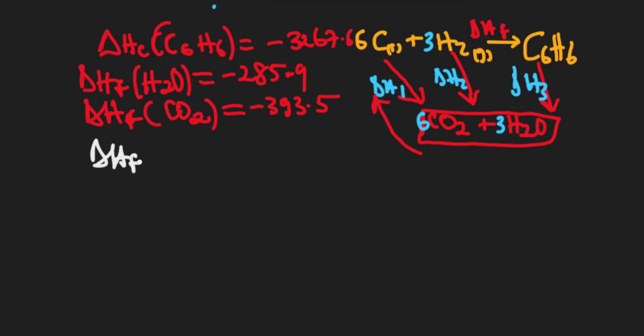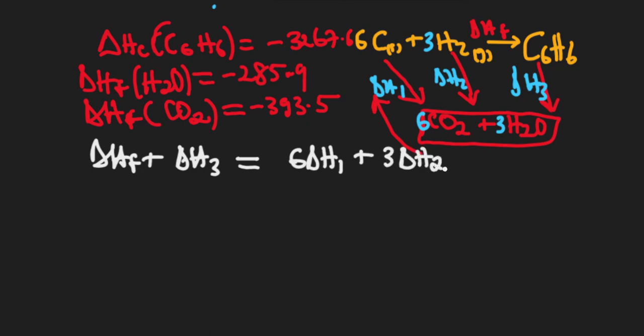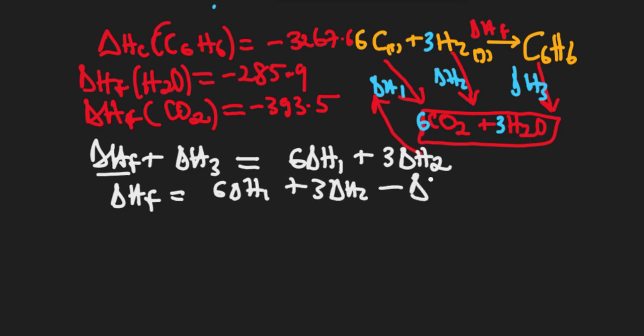Therefore, enthalpy of formation plus delta H3 is equal to 6 delta H1 plus 3 delta H2, making enthalpy of formation the subject of the formula. Enthalpy of formation will be equal to 6 delta H1 plus 3 delta H2 minus delta H3. If you substitute the values, enthalpy of formation is going to be 6 into delta H1, which is the enthalpy of formation of carbon dioxide. We have seen here already that it is the same as the enthalpy of combustion of carbon.